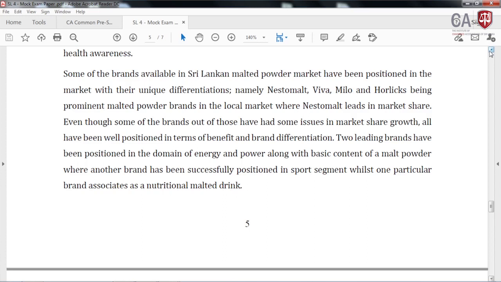The two leading brands have been positioned in the domain of energy and power along with the basic content of a malt powder, where another brand has been successfully positioned in the sports segment, totally covered by the Milo, no? While one particular brand is associated as a nutritional malted drink, that is Horlicks. Even the Viva also has the same focus, no.